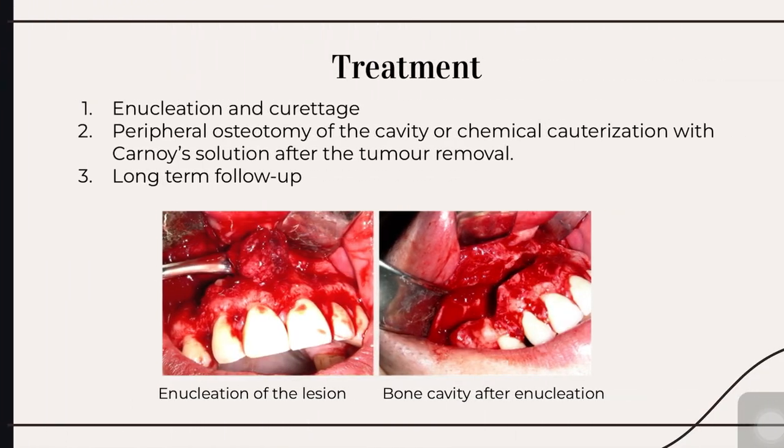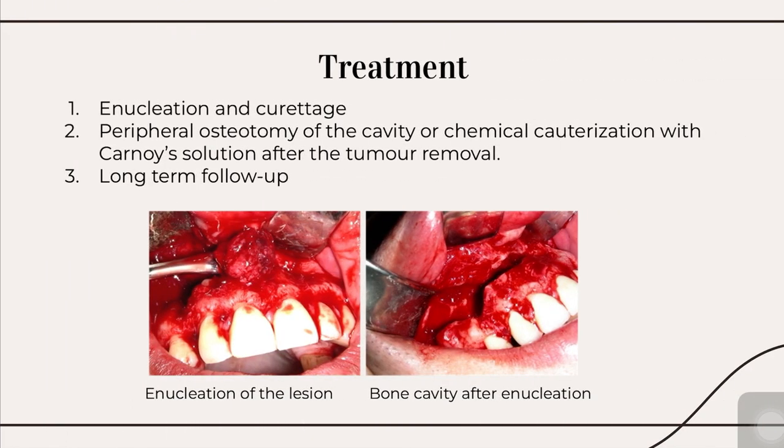Next is the treatment. Enucleation and curettage can be done to treat this patient, followed by peripheral osteotomy of the cavity or chemical cauterization with Carnoy's solution after the tumor removal, and there must be a long-term follow-up. The lower left picture shows the enucleation of the lesion, and the lower right shows the bone cavity after the enucleation has been done.